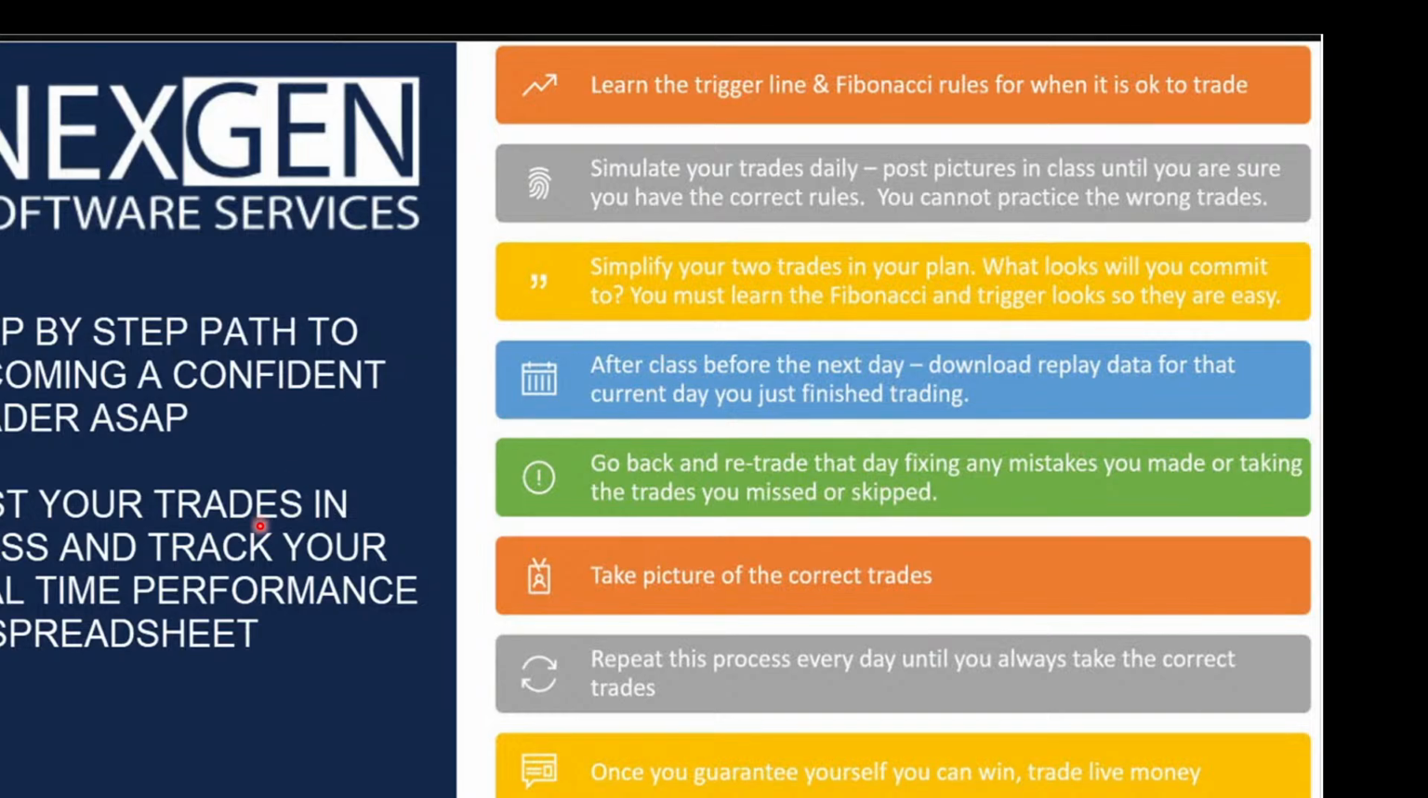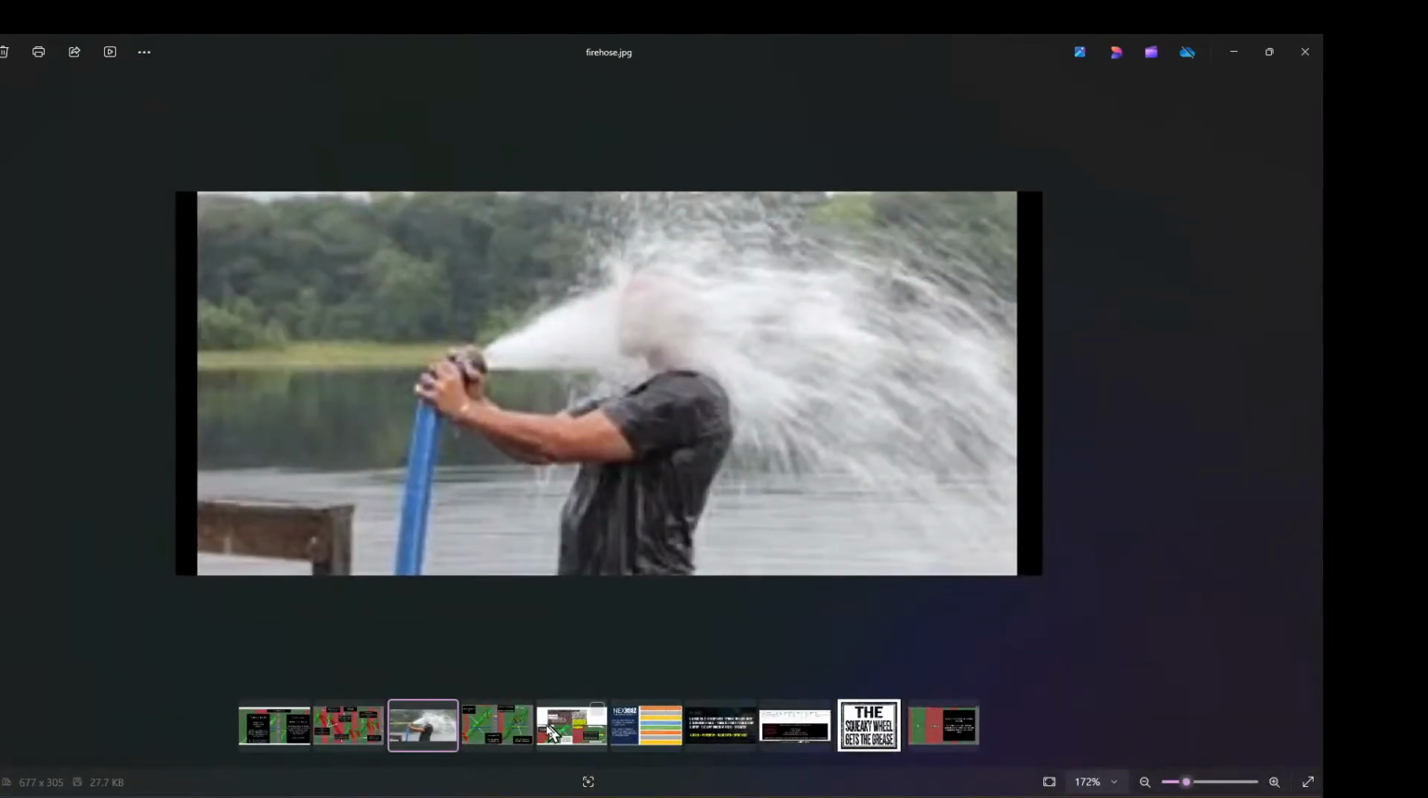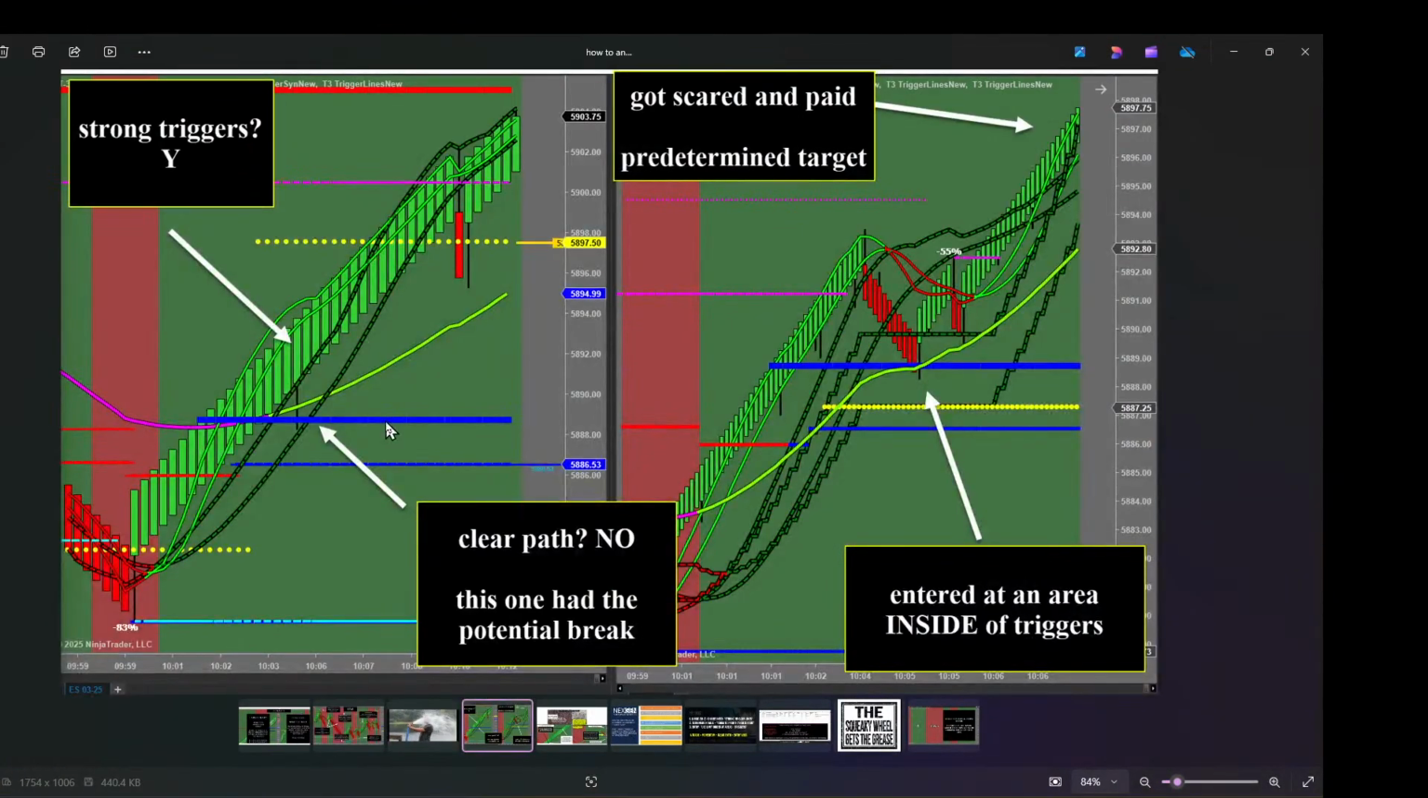But here's the first step in becoming a confident trader ASAP, guys. Post your pictures in the room. Every time you take a trade, take a picture. Every time you take a picture, annotate that chart. Go back to those 3 advantages and write them down on that chart. Strong triggers, clear path, where was your entry, where was your exit, and guys, tell me why.